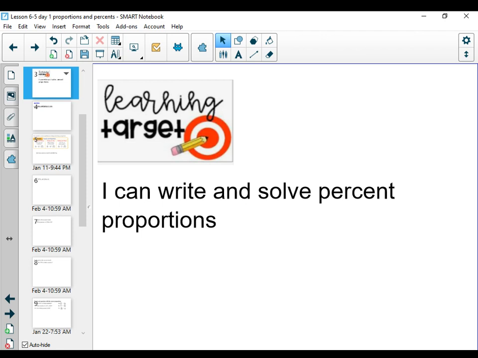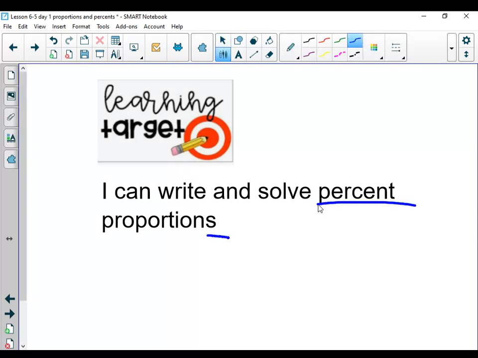We started percents yesterday, and I said we had one day off of proportions, which is today, because today we are mixing in percents with our proportions. Woo woo! Get ready for some fun.